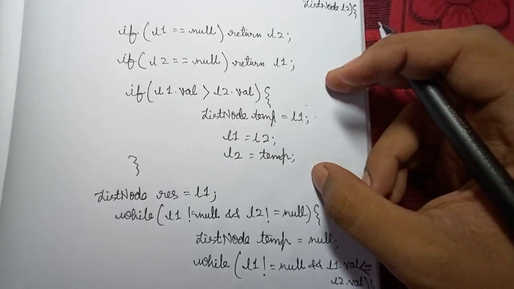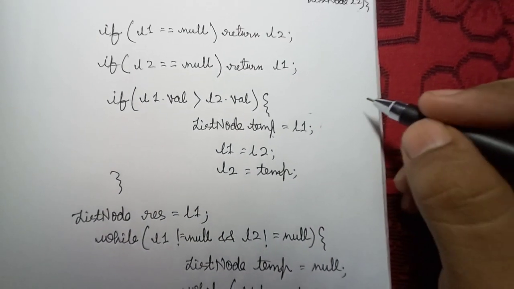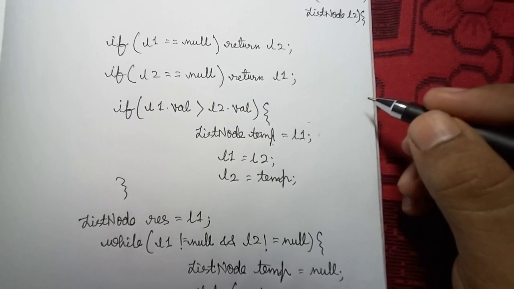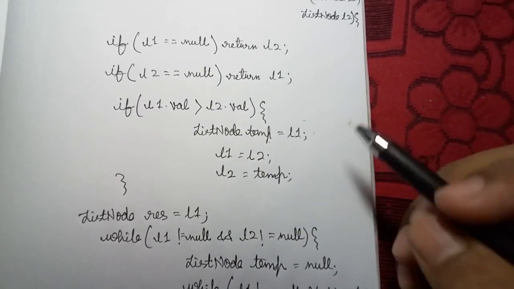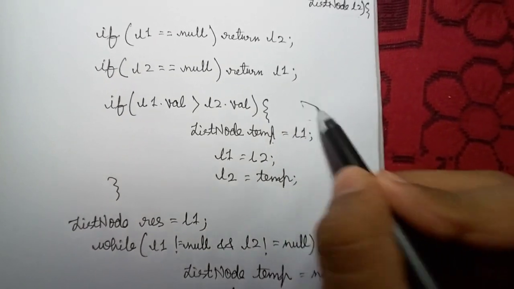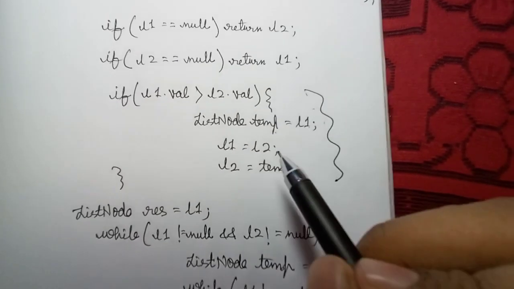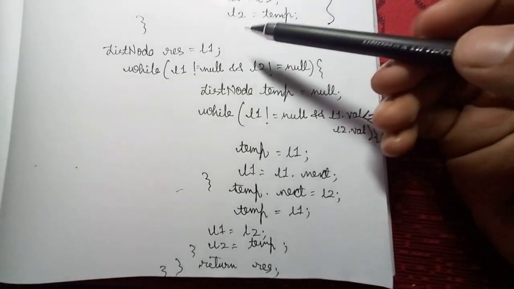So in the optimal solution, we discussed that we have to keep the L1 list to be the smaller one. So by any means or by chance the L1 exceeds the L2, or let's say it is greater than L2, then we have to perform this swap operation so that L1 becomes the smaller one. Then comes the next part of the code.